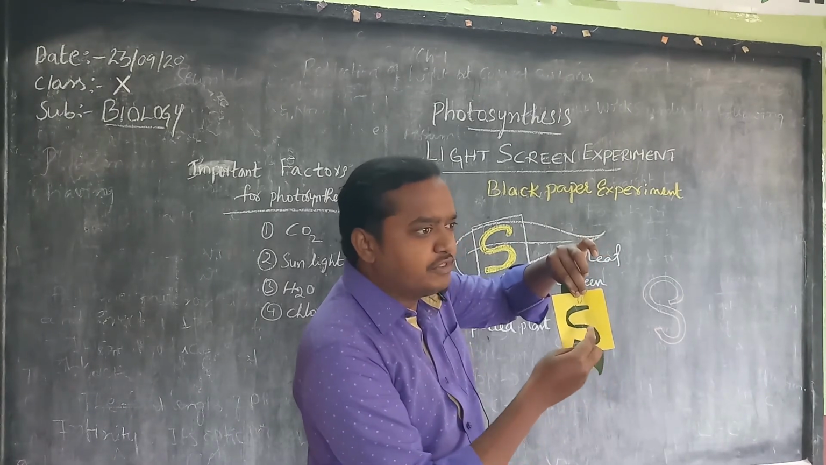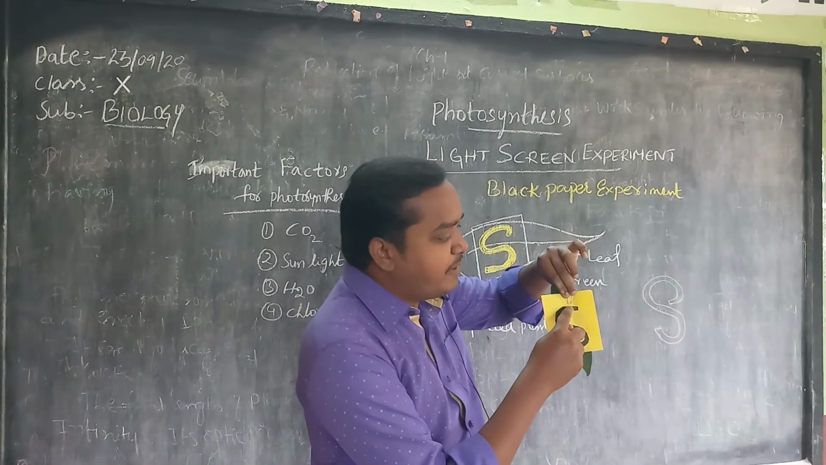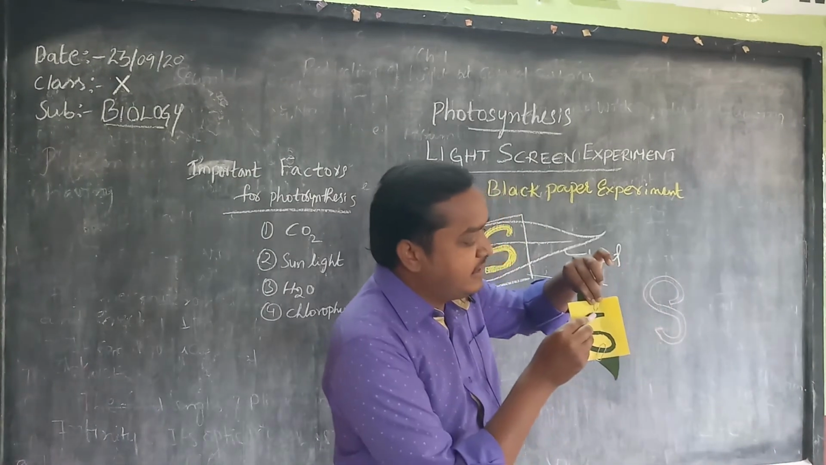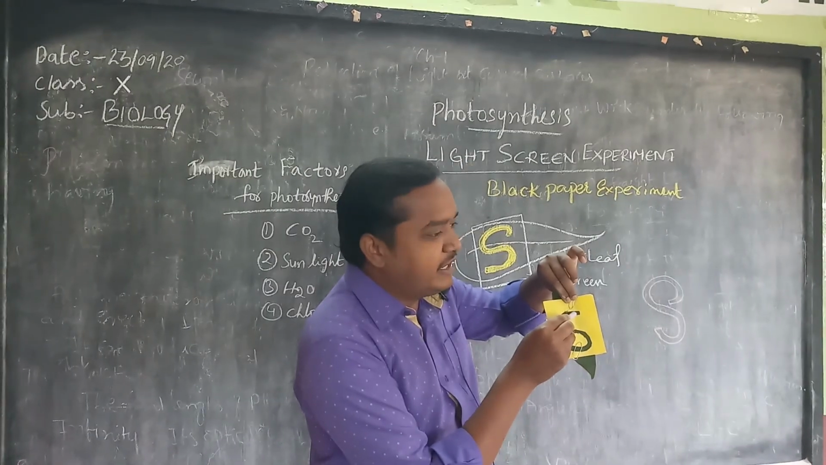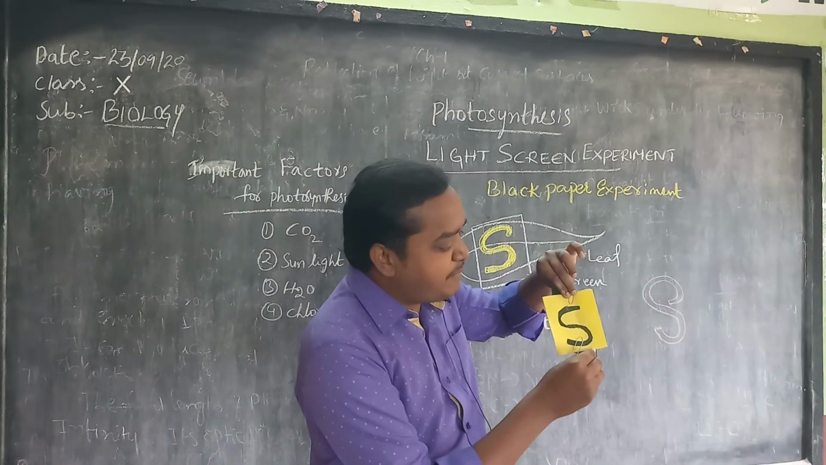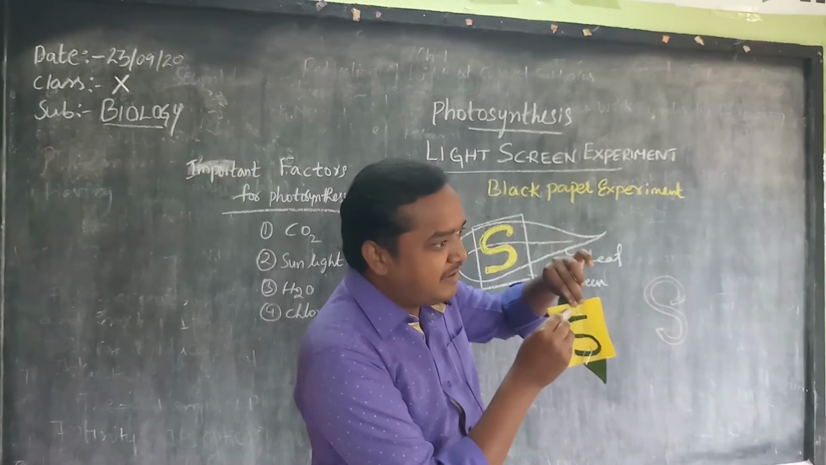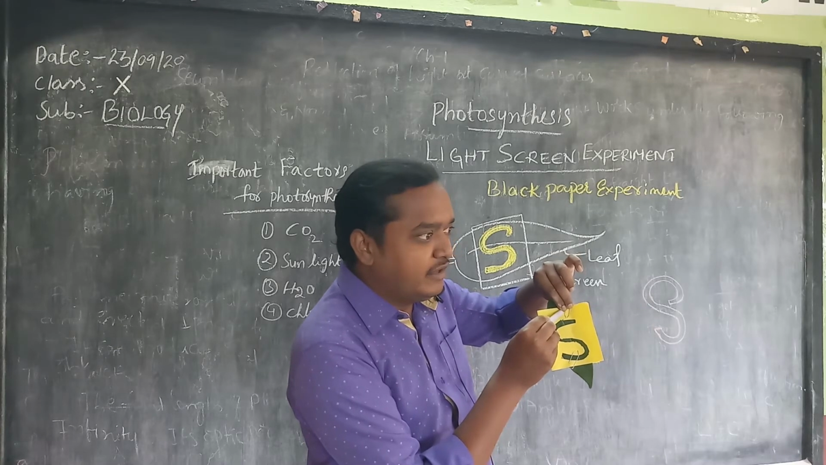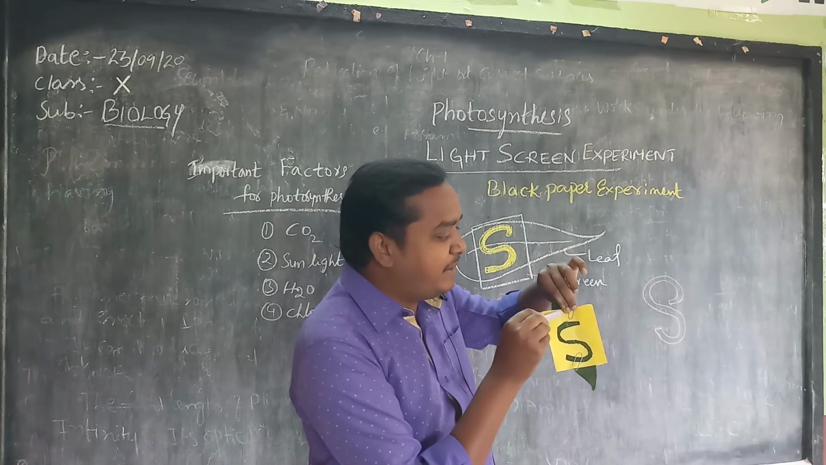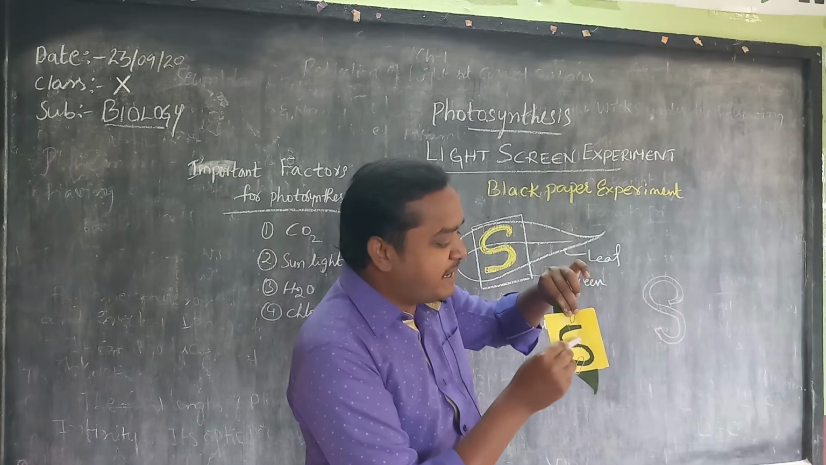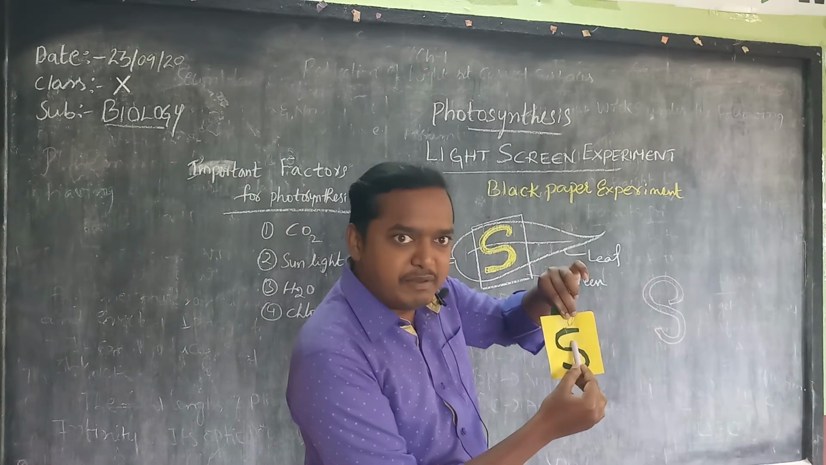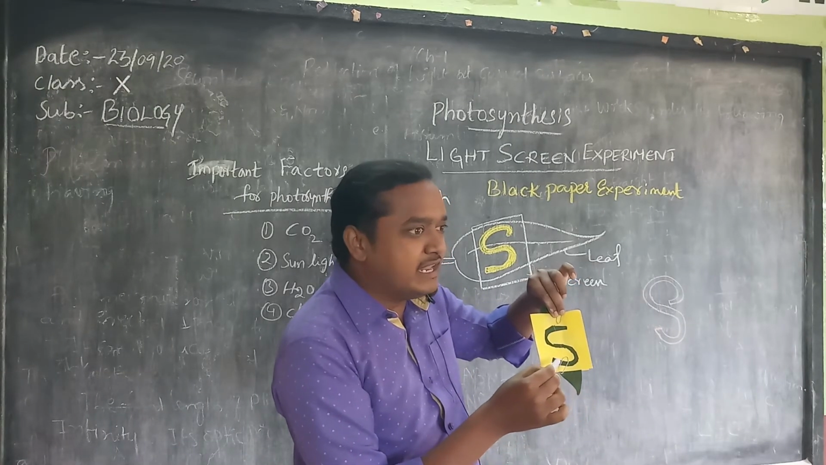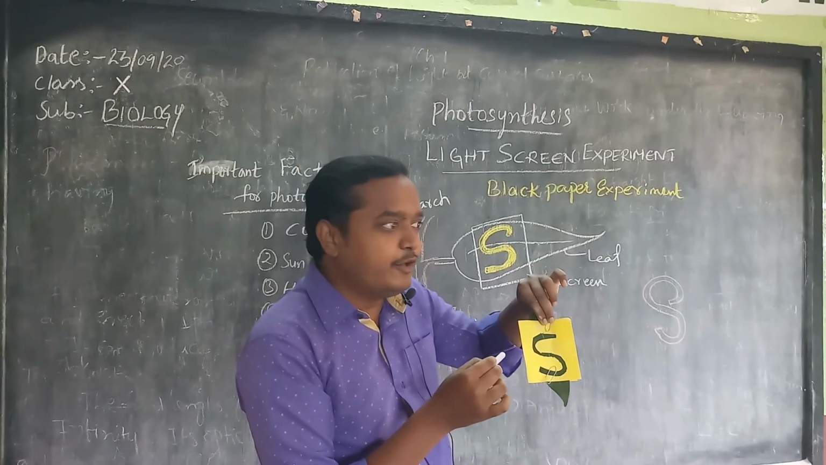It is getting all four things. What are the four things? Carbon dioxide, sunlight, water, and chlorophyll are there. Whereas this part of the leaf, covered by the paper, is getting carbon dioxide and water. Chlorophyll is there, but sunlight is not there in the paper part. Will this part get blue-black color with the iodine test?